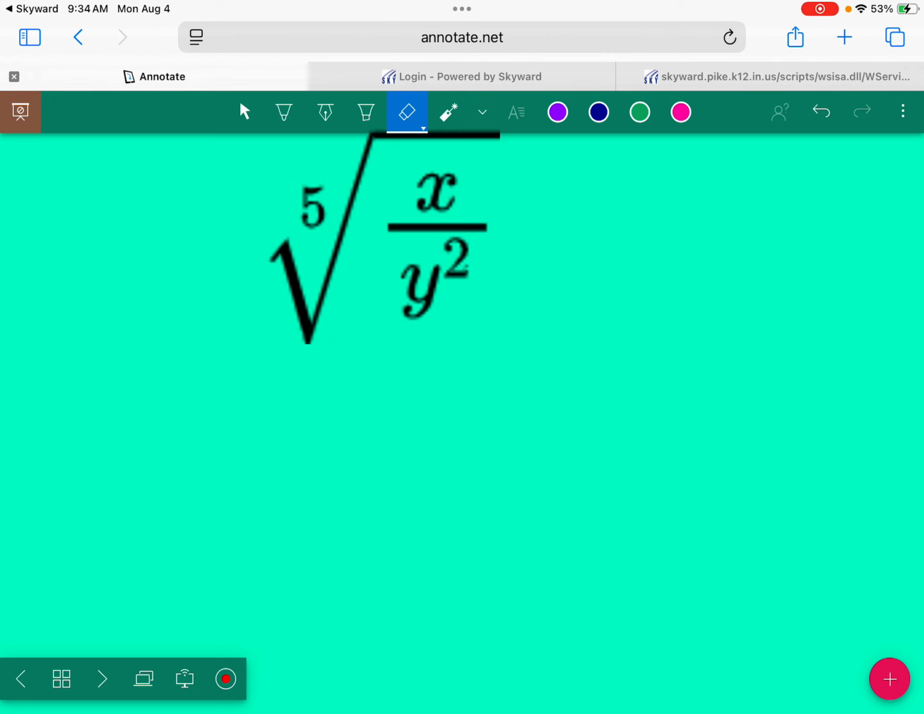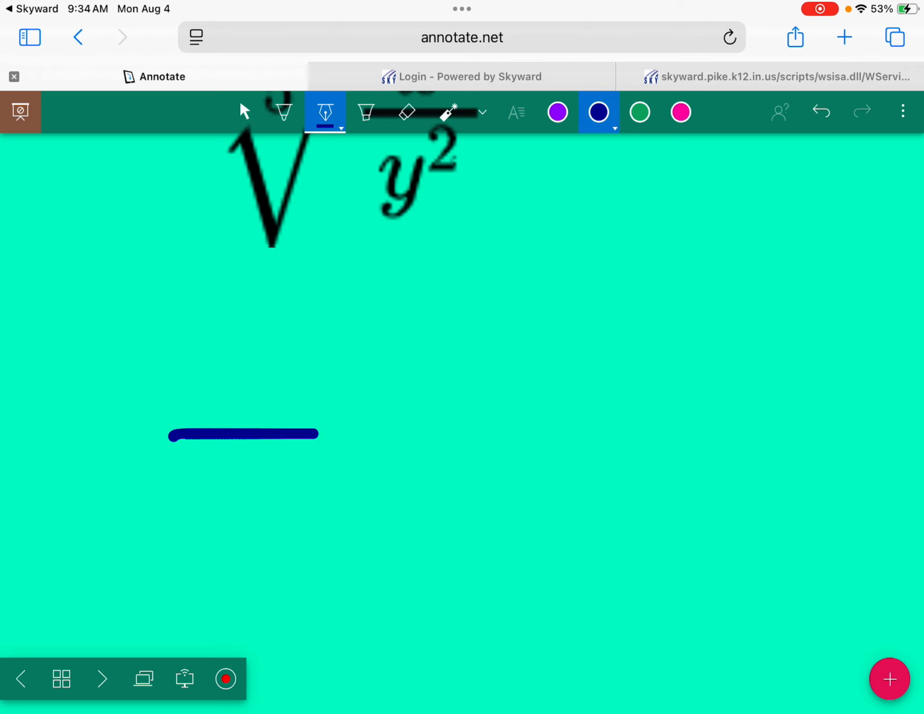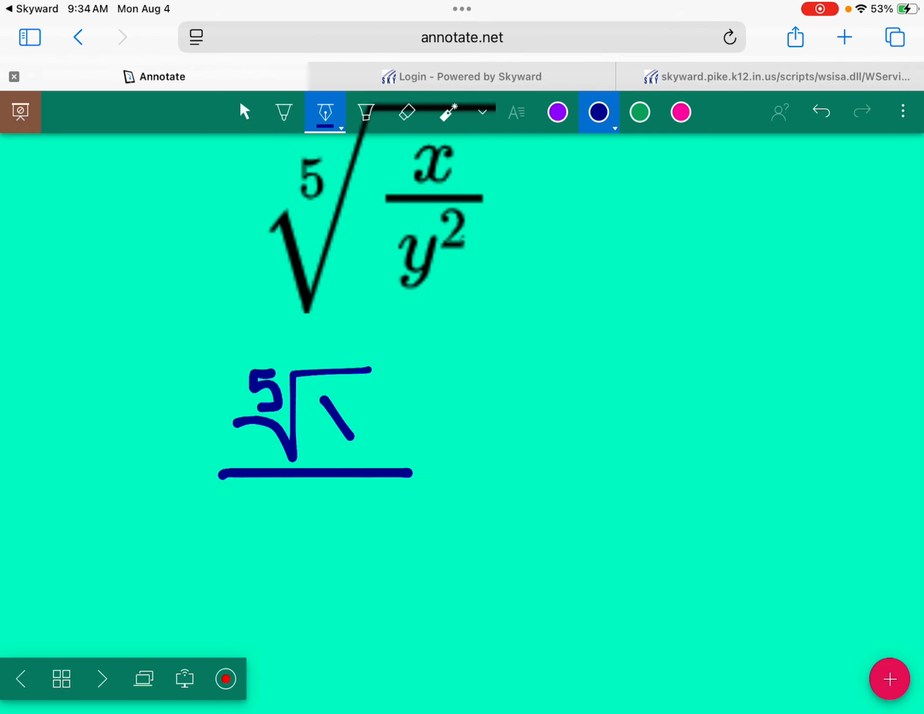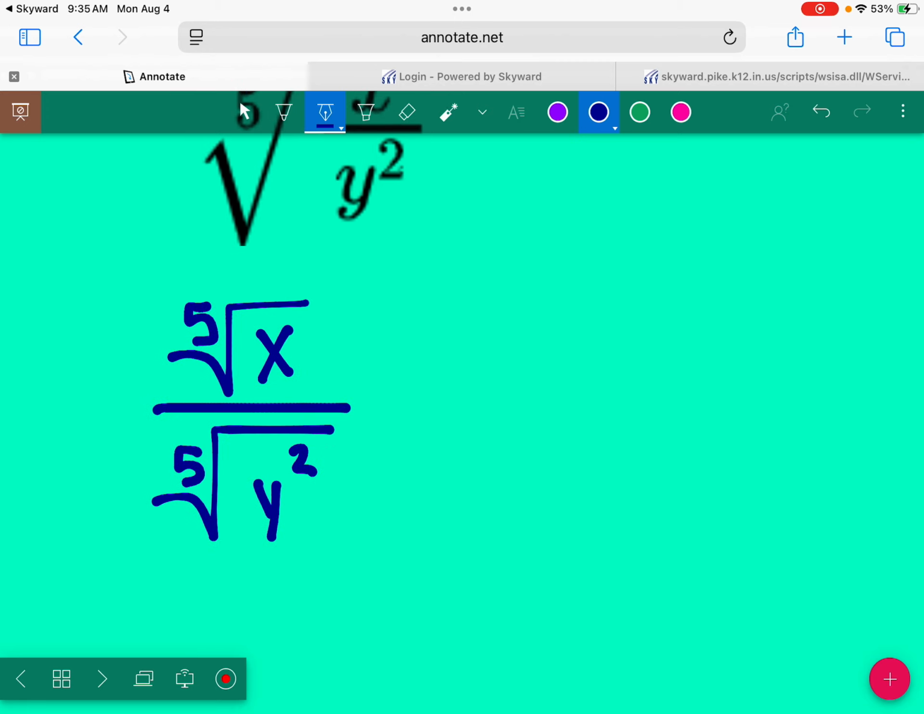Okay, so now let's do kind of a slightly wilder one. Now we've got a fifth root of x over y squared. Ew, but that's okay, we can do it. So I'm going to break this up into separate pieces again. So I'm going to have my fifth root of x over my fifth root of y squared. If you want to put those as fractional indexes, that is definitely a way to approach it. I'm going to leave them as roots.